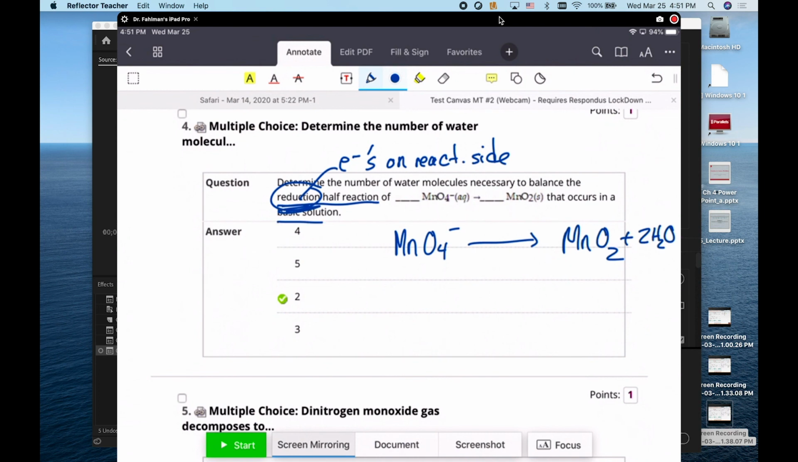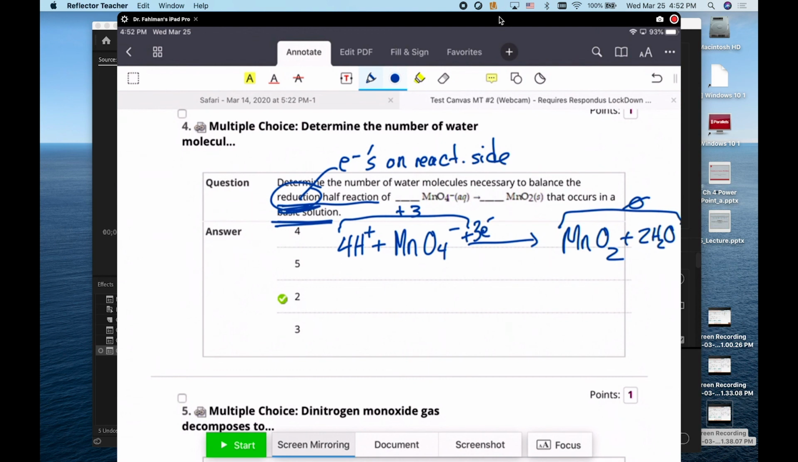Okay, and this is in basic solution. I scribbled over it, but it's in basic solution. So now the oxygens are good, but now hydrogens. So we're going to need 4 H pluses over here. Okay, and now everything is mass balanced, we have to do charge. And so this is neutral over here. This has a charge of +3, right, because +4 minus 1. And so you're going to have to add 3 electrons over there.